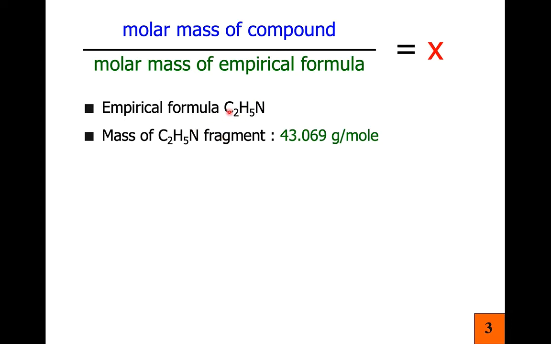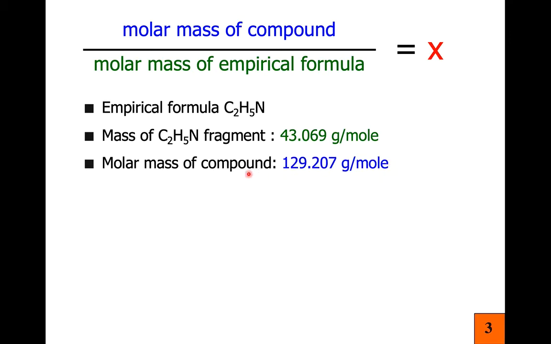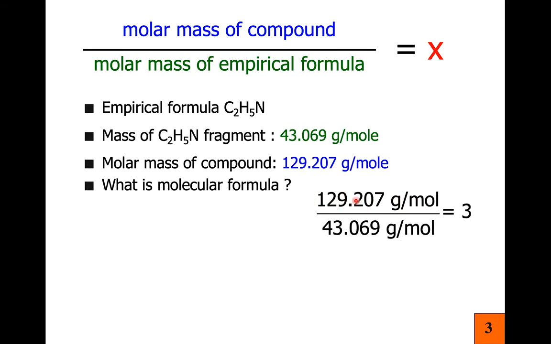And then you would do this with your periodic table. You would take this fragment and you would calculate its mass, in this case 43.069 grams per mole. The piece of information here in blue also would have to be provided for you. So in the problem, it would tell you that the molecular mass was 129.207 grams per mole. What you would do is you would divide, it's always the bigger number divided by the smaller number, the 129.207 by the 43.069, and you get 3 out of that. So the molecular formula contains 3 times the empirical formula.